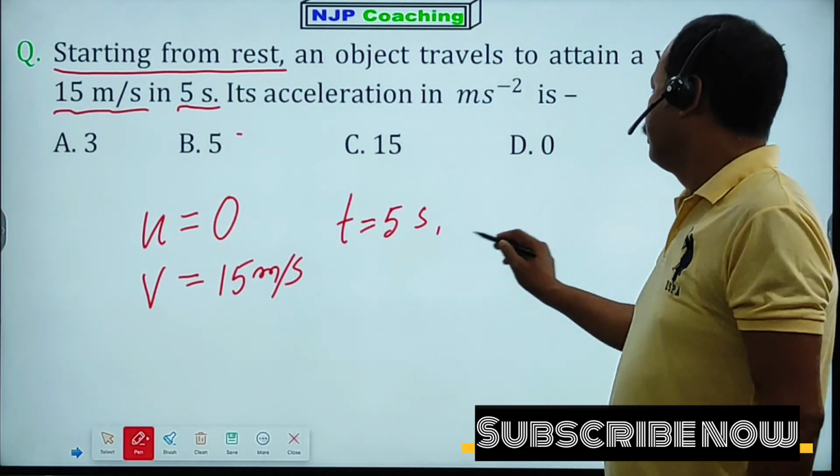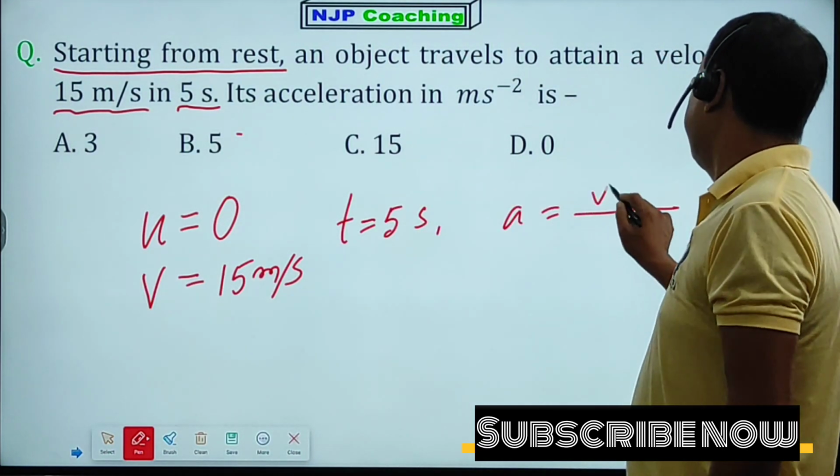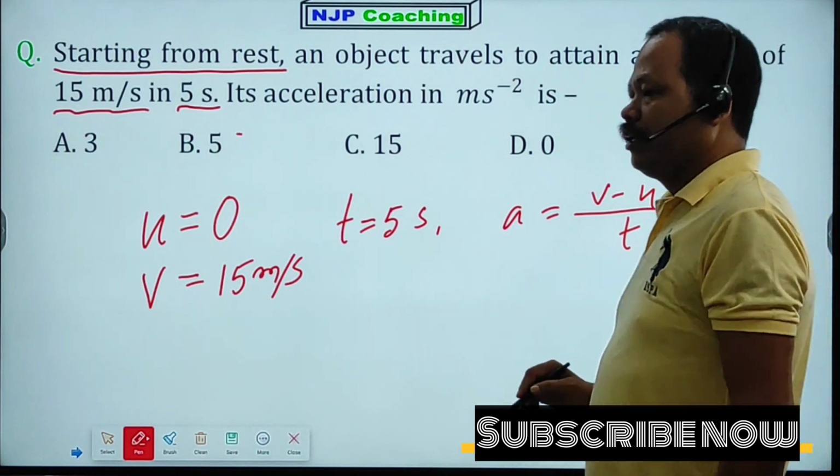Acceleration. What is the formula? Acceleration v minus u by t. Okay.